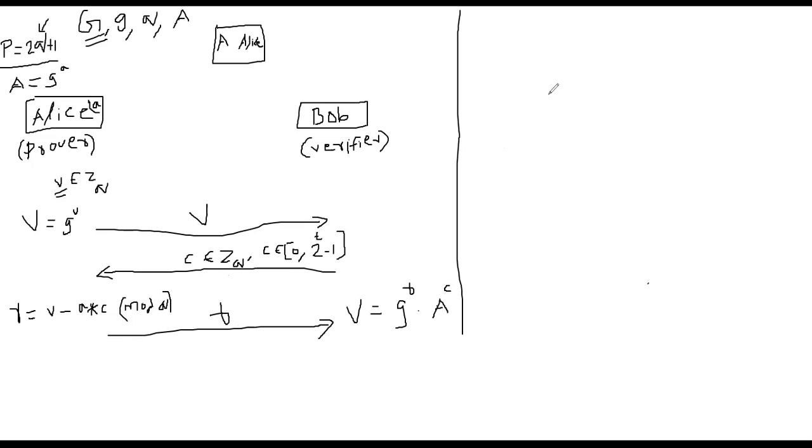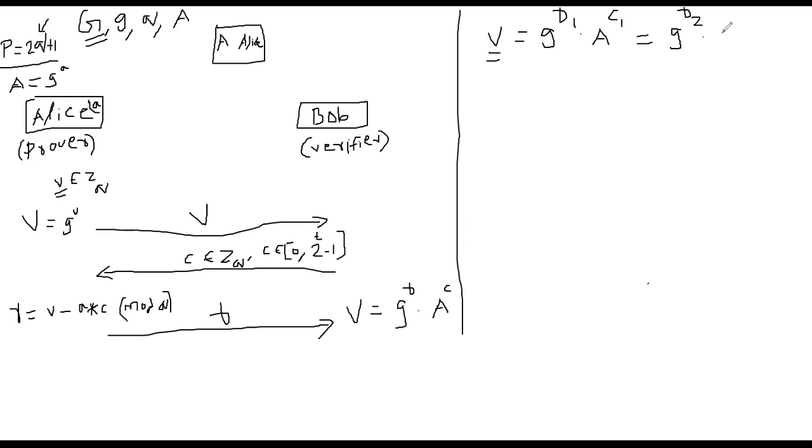Okay, so what we are going to argue is that if he is able to convince once, he should be able to convince multiple times. That means he should be able to come up with two different R's such that capital V is equal to g power R1 times capital A power C1, because whenever you interact with Bob, you get a new c, so he's going to give you C1. And we say he was able to also reuse the same capital V and come up with another R2, right?